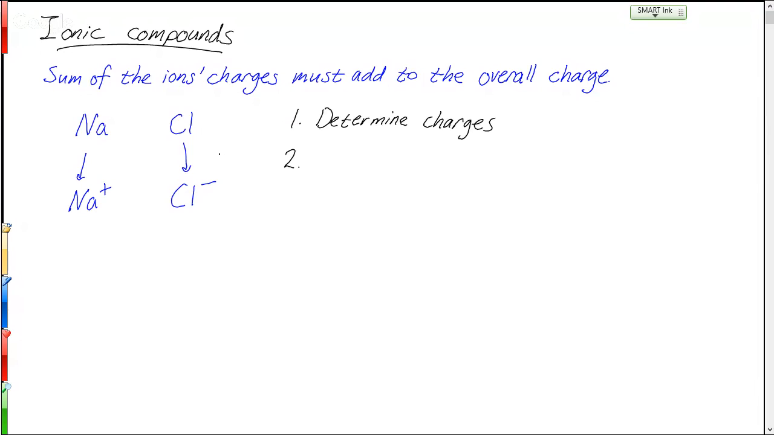So once we determine the charges, we can match the ions together so that the overall charge is, in most cases, neutral. So if we want a compound between sodium and chlorine, we need to add those charges together so that they're neutral. And that means that we only need one Na and one Cl because we've got a +1, -1, so the overall charge is going to be 0.